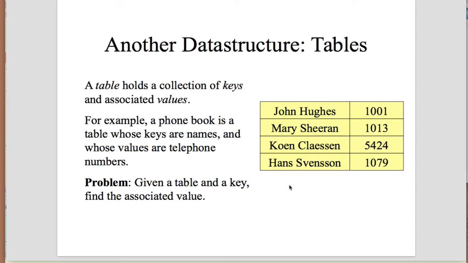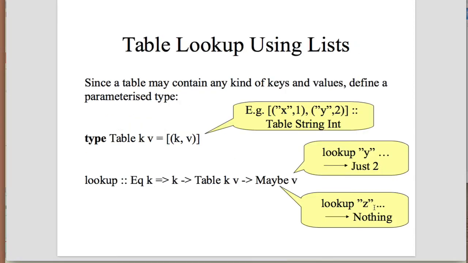So that's the main operation, and so a data structure should be designed to make that as efficient as possible. We can use lists for this, and we've seen this example before. We can represent a table with key type K and value type V as a list of pairs, a list of KV pairs. This is a type. It's a polymorphic type for any type of key and any type of value. We can represent a table by a list of pairs.